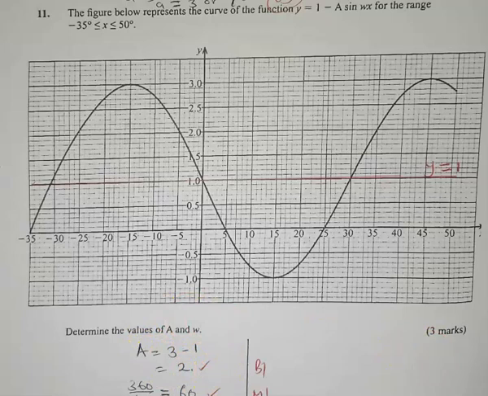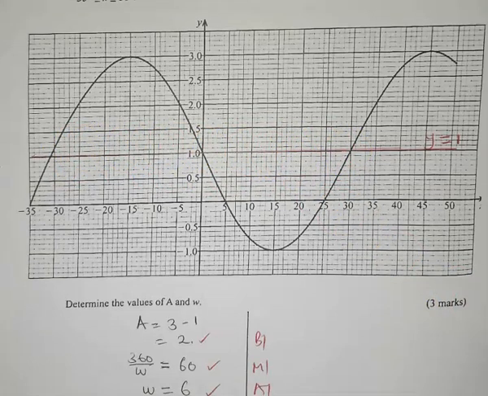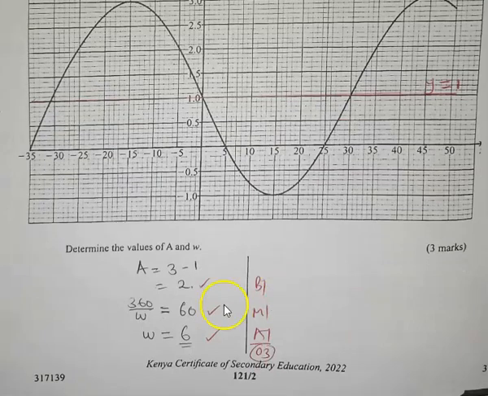Now, to get the value of w, remember 360 divided by w should give us the period of this particular wave. If you look at it, it's from negative 30 to 30. Therefore, the period of this particular wave is 60. Therefore, we will say that 360 divided by w should give us 60 degrees, which is the period.